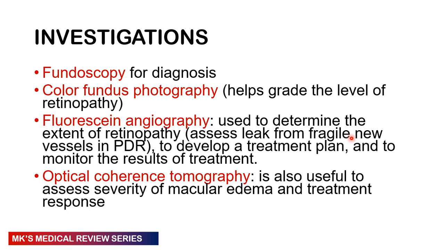So what investigations can we order? We can get a fundoscopy for a diagnosis. We can get a color fundus photography, which is pretty much going to be helping in grading the level of retinopathy. A fluorescein angiography, which is used to determine the extent of the retinopathy. This is specifically to assess the leak from the fragile new vessels in the proliferative diabetic retinopathy. It can also be used to develop a treatment plan. It can be used also to monitor the results of treatment.